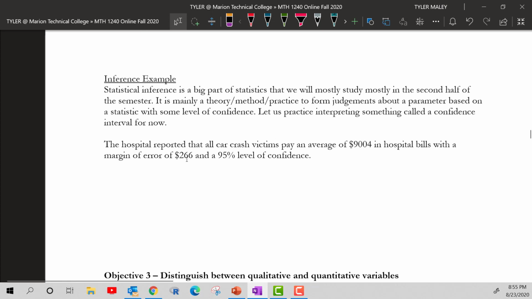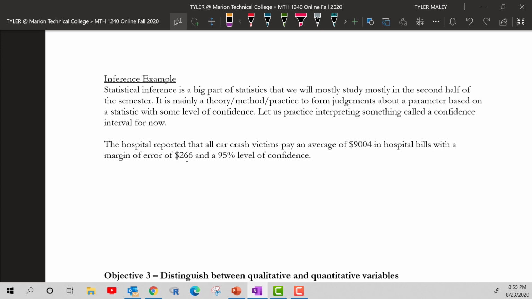So now what I want to look at is an inference example. And again, we're going to go over confidence intervals much later in the course. But like in the homework question, there's maybe a mention of this, so I just want to practice this a little bit. Statistical inference is a big part of statistics that we will mostly study in the second half of the semester. It is mainly a theory, method, practice to form judgments about a parameter based on a statistic with some level of confidence. Let us practice interpreting something called a confidence interval for now.